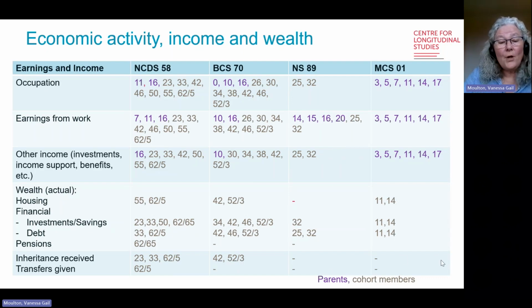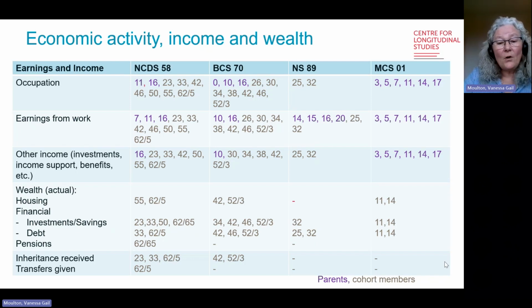We also have information on earnings from work for the parents, and also at most sweeps for the cohort member, and at some sweeps also their partners. Also income from other sources, so for example benefits and investments. We also capture wealth, especially for the older cohorts, so housing wealth, their financial wealth, and for the most recent sweep of the NCDS, pension wealth, where exact values are not captured.